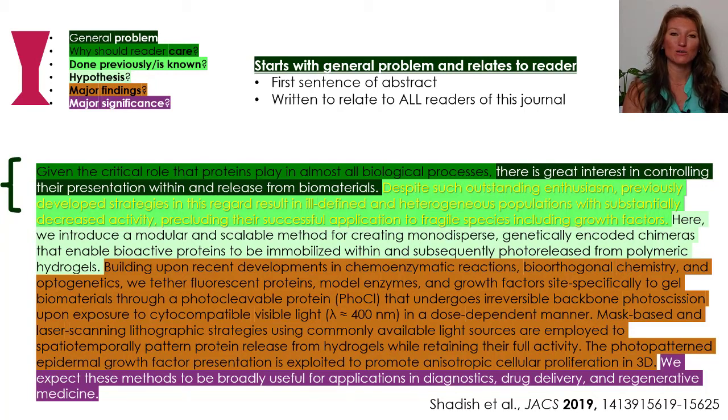So notice how this first sentence is written. This first sentence is written perfectly to be understandable to the audience of a JACS journal and help them understand what the importance is of this work that is being presented that maybe isn't the same type of synthetic chemistry work that you might often find in JACS. And it can be very simple here. It doesn't need to be complex. With this sentence, they're just able to remind the reader that proteins play a huge role in biological processes, and therefore there is a huge interest in being able to control this and control their release from biomaterials.